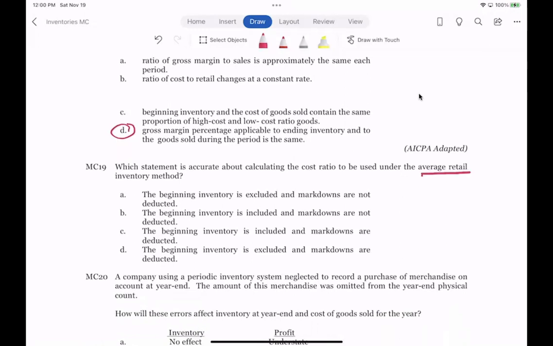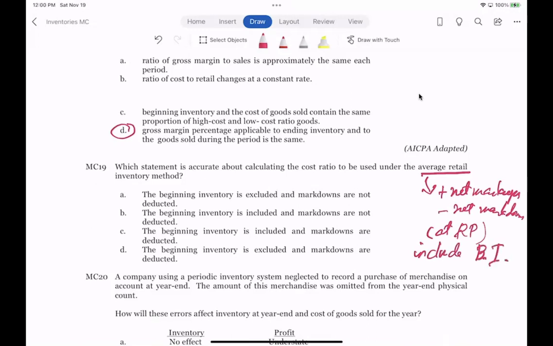Which statement is accurate about calculating the cost ratio to be used under the average retail method? So under the average retail method, you are to add net markups, and you are to deduct net markdowns at retail price. But you are to include beginning inventory. So again, include, because this is average. So beginning inventory must be included.